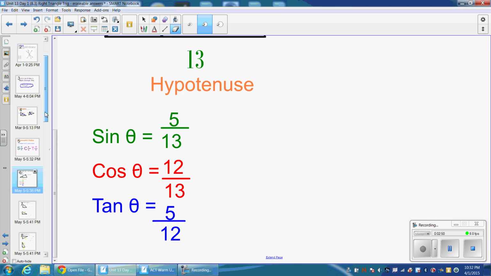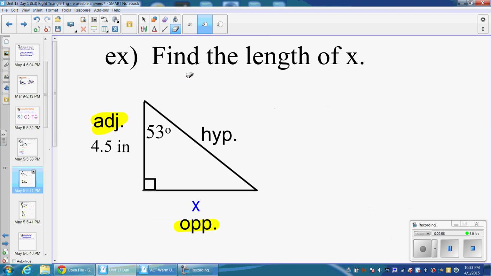Okay. Now we're going to move on to how we use this. We need to be able to solve for missing sides and missing angles. So we're going to start with missing sides. I've already labeled what I have. They give me 53. I go to the right angle, go across, that's my hypotenuse. I go to the 53, go across, that's the opposite side, and the leftover one is the adjacent. So as you can see, I have 4.5 for the adjacent, and they want me to find the opposite. So the two sides I'm working with are the opposite and the adjacent.